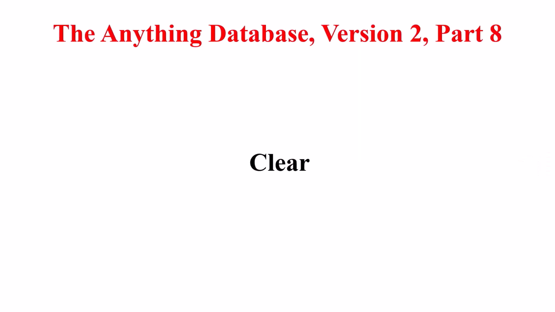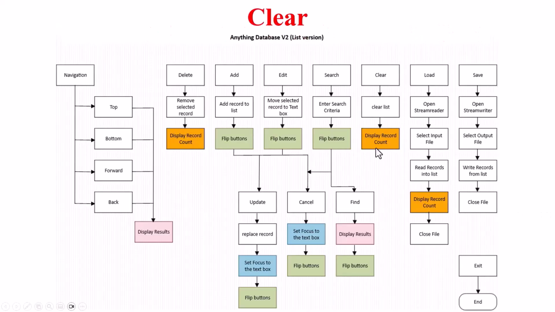In fact, it's going to be very similar to the delete button we just finished. We have nothing more to do than simply erase the entire file. What we're going to be doing here is the Anything Database version 2, part 8, Clear. In Clear, we're going to remove all records from the file, just like it was never there. You can see Clear right on the side here. We're simply going to clear the list and display a record count. That's all we're going to do.